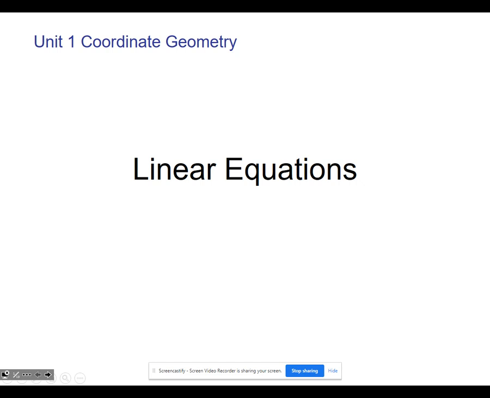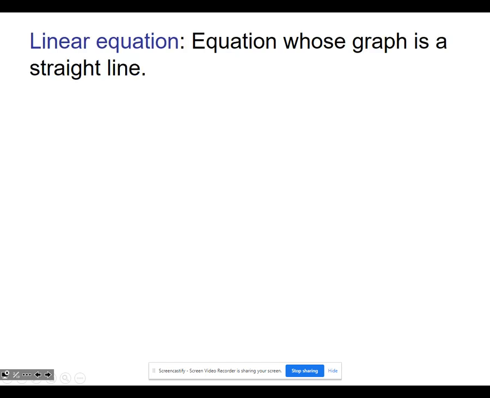I just want to review all these different things that you have seen over the last 5 to 6 years when it comes to lines. So let's start here. We know a linear equation is an equation whose graph is going to form a straight line.